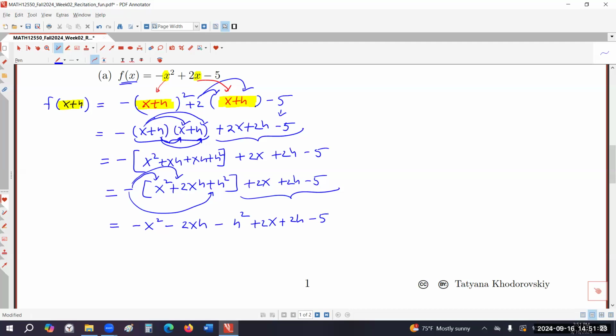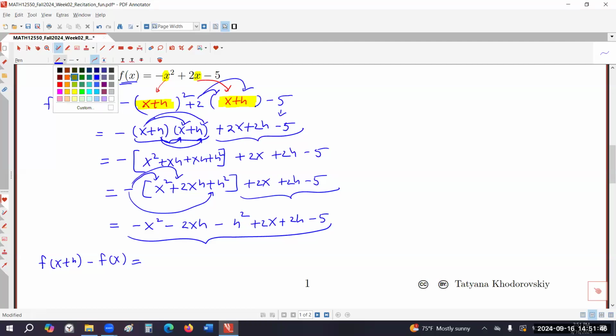Step 2 says, whatever you got from there, subtract f of x. What is f of x? The original function. So f of x plus h minus f of x. So we write all of this down. I'm too lazy to write them down, so let me just write on the top and subtract f of x, which is negative x squared plus 2x minus 5.